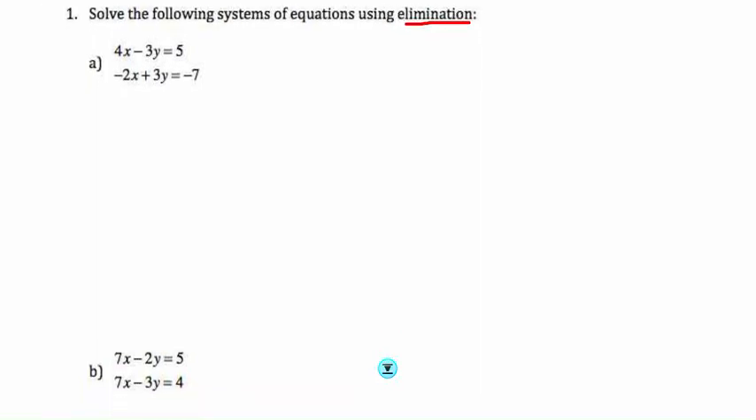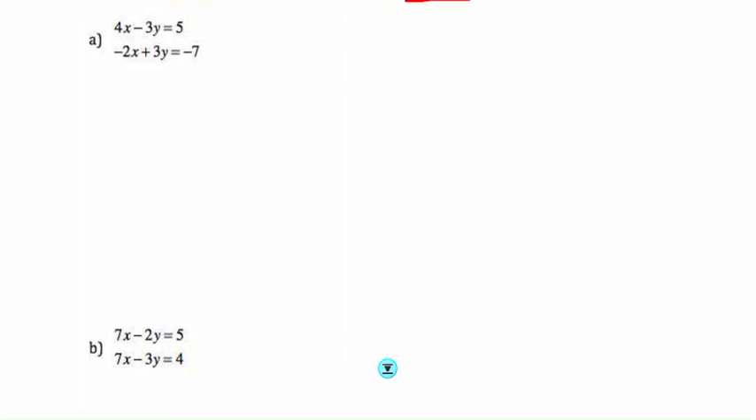Okay, so we're going to solve this system. Again, for all of these we'll use the newly learned elimination method. In this particular case, you can see, hopefully, that the y's are already set to go because they've got the same coefficient, which also happen to be opposite to each other. And so we're going to go ahead and say 4x minus 2x is going to leave me with 2x, minus 3y plus 3y. And so what we're doing is adding the first equation to the second.